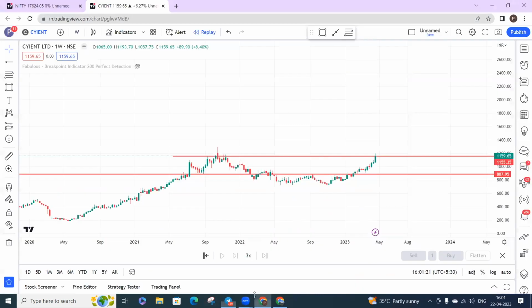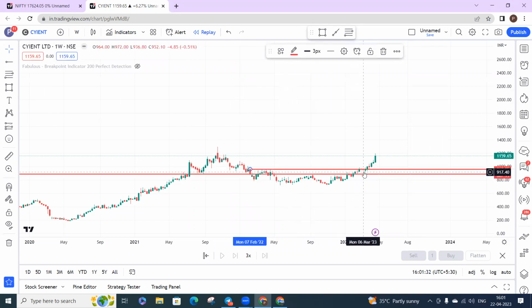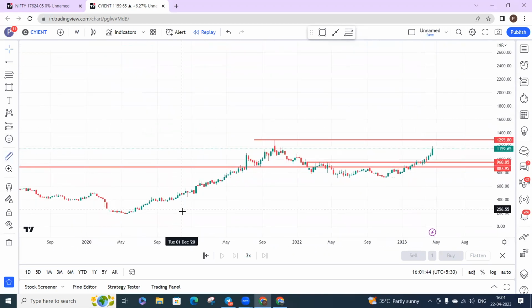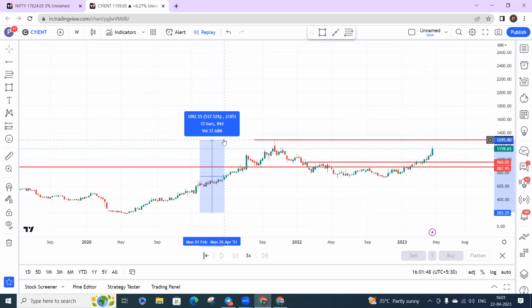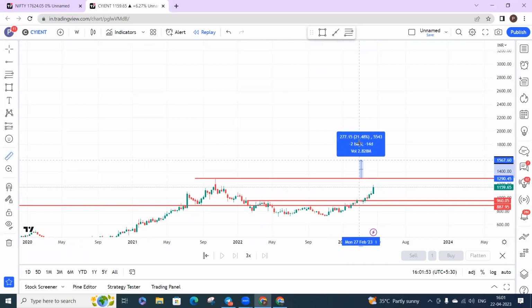Okay, let's take Cient. This is a yearly breakout. On a weekly, if you see, the breakout has happened. Early breakout is here, and then this is a 2-year breakout. If it breaks out at 1295, we will definitely look out for a bigger target from Cient. So that will be from year to year, which is around 1092 points. So we can expect 1092 points from year to year.